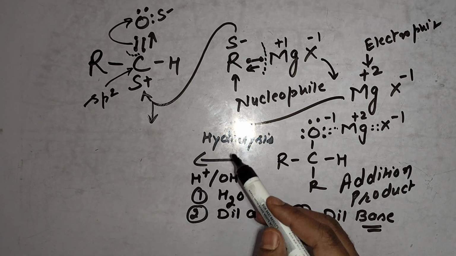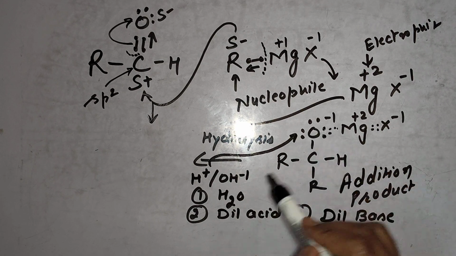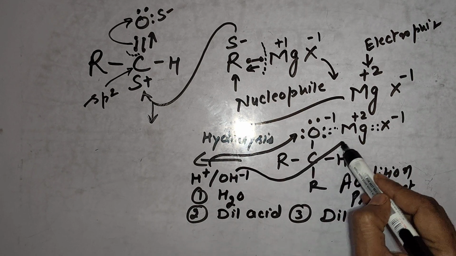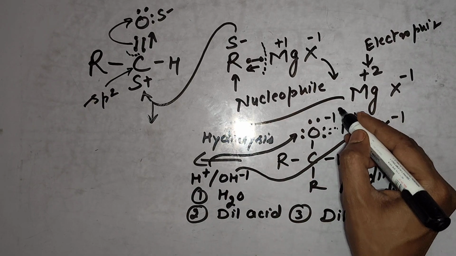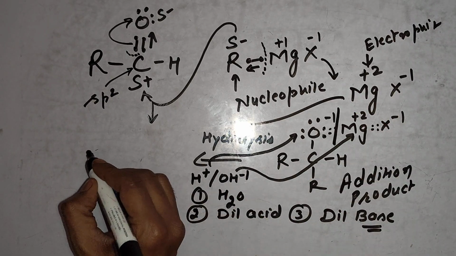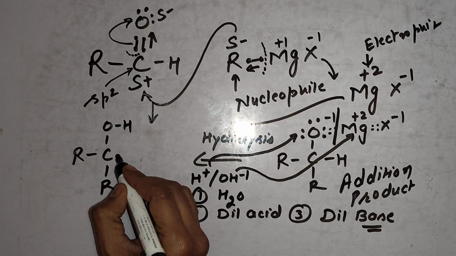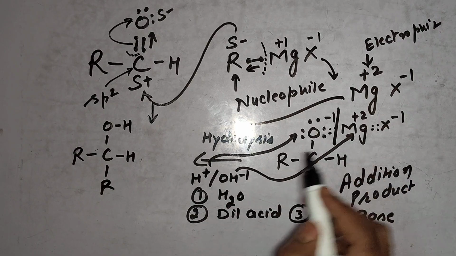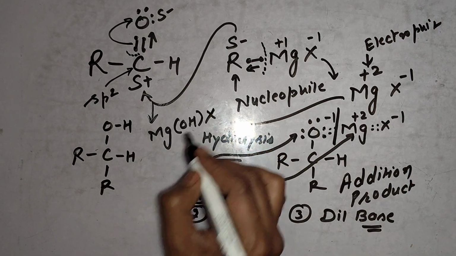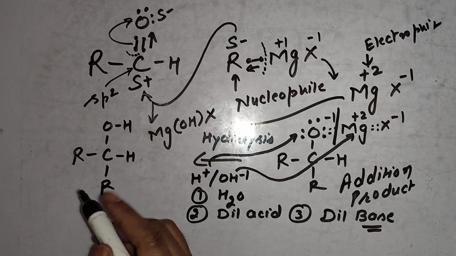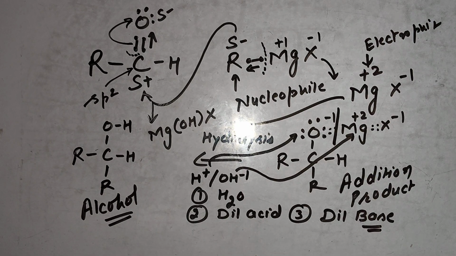So during hydrolysis, what will happen? This H positive will attack the completely negatively charged oxygen. OH negative will attack the completely positively charged magnesium. So due to this hydrolysis attack, this bond will break. Your oxygen will combine with H, the rest of the molecule will remain as it is, and your magnesium will combine with OH, like this. Watch this molecule, alcohol. Alcohol is generated.